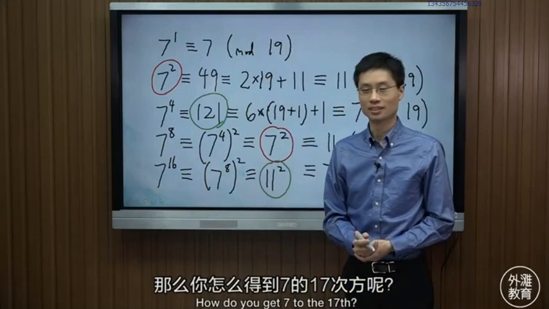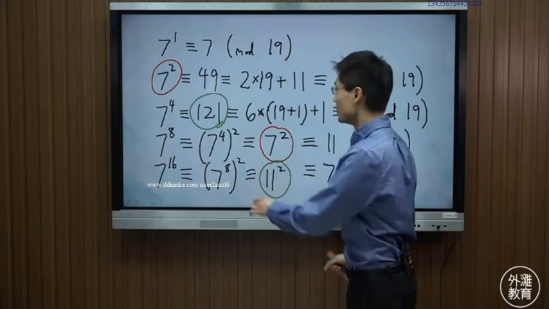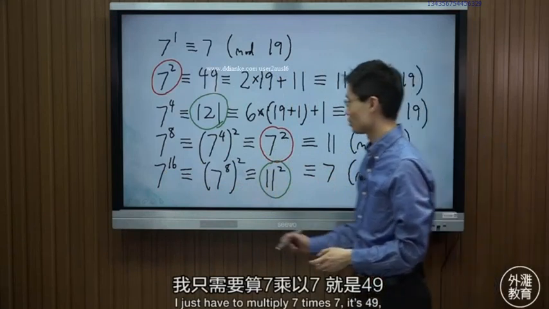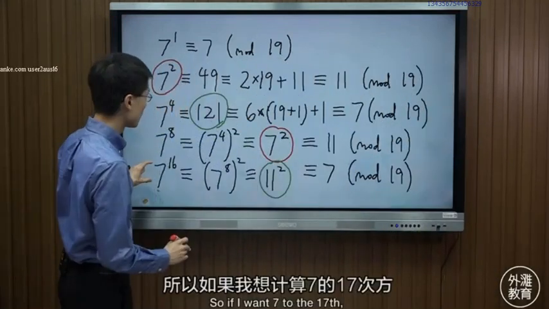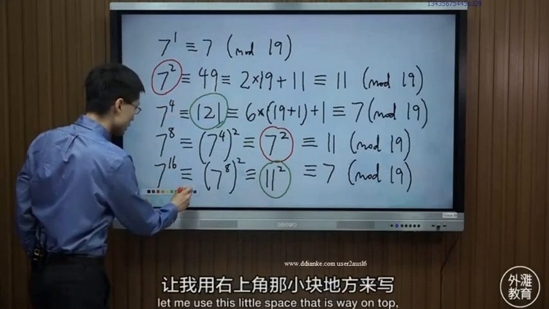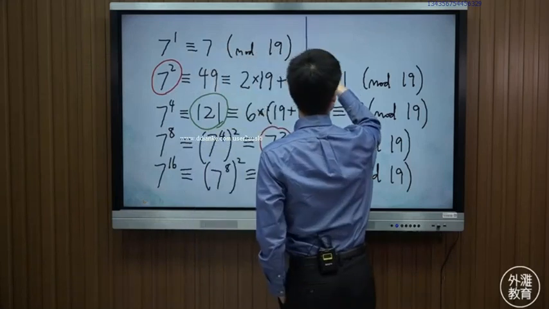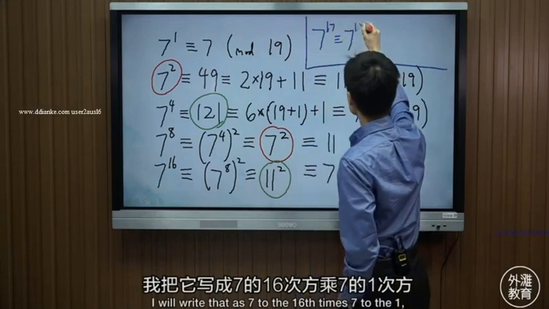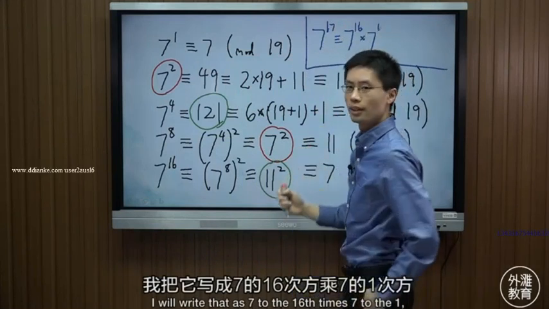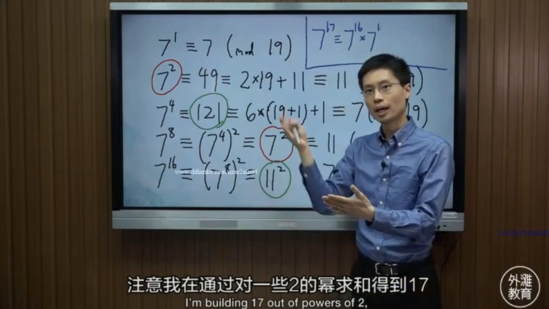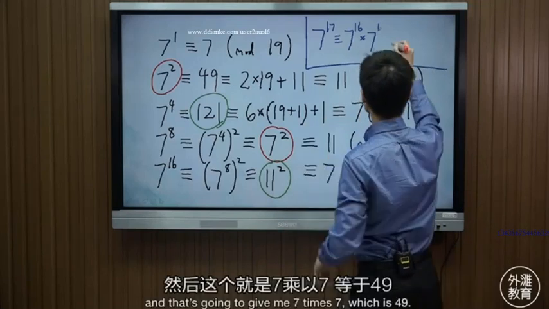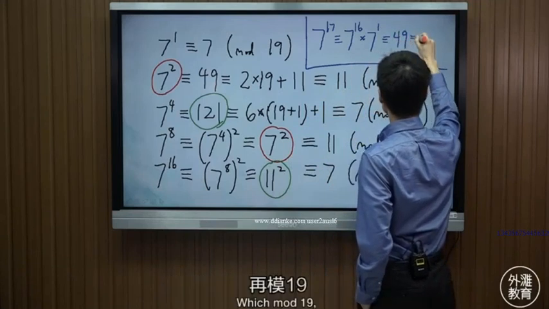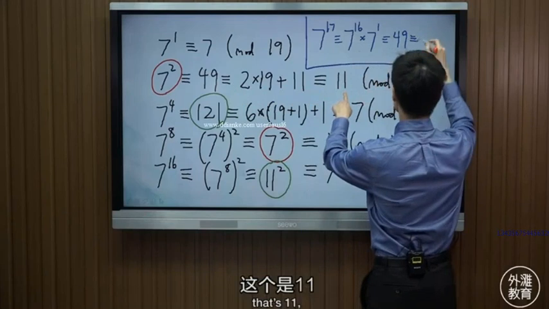How do you get 7 to the 17? Well, you just multiply that by 7. So if I want 7 to the 17, I just have to multiply 7 times 7. It's 49. Let's do that. Let me use this little space that's way up on top. 7 to the 17, I will write that as 7 to the 16 times 7 to the 1. I'm building 17 out of powers of 2. And that's going to give me 7 times 7, which is 49, which mod 19, I think I've already done. That's 11.